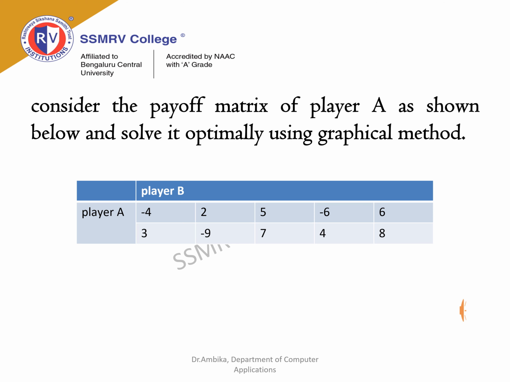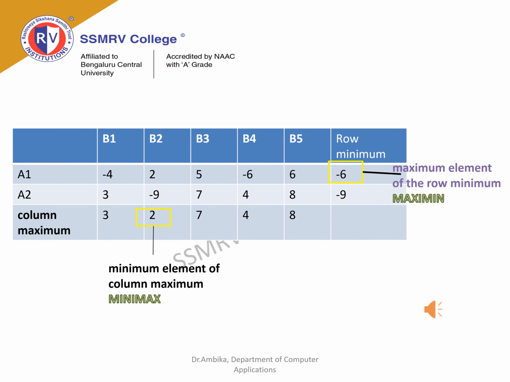Thank you. Consider the payoff matrix of player A as shown below and solve it optimally using a graphical method. First, we start by labeling the rows as A1 onwards and the columns as B1 onwards. We find the minimum element of each row and insert the same in the row minimum. So, if you see the A1 row, minus 6 is the minimum element and you have inserted minus 6 in the row minimum column.